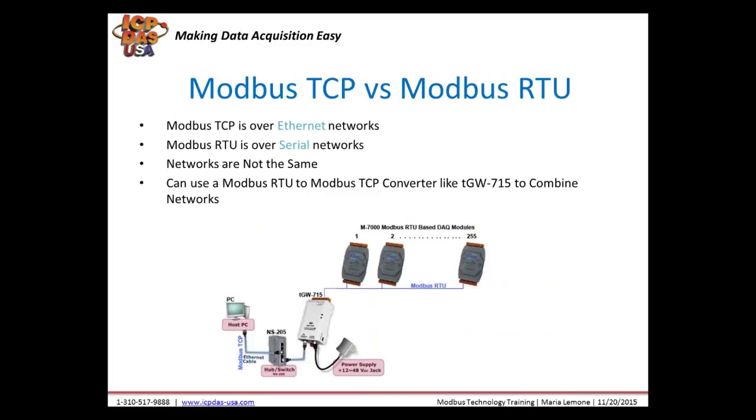Modbus TCP and Modbus RTU are not the same networks. Modbus TCP is over Ethernet networks. Modbus RTU is over serial. In case you need to use Modbus RTU and Modbus TCP equipment together, you could use a Modbus RTU to Modbus TCP converter like TGW715. It starts at $149, and you can use this to combine networks. Or you can just pull all the data back to your controller or PC and use a Modbus RTU driver and use a Modbus TCP driver to pull both types of equipment into your same program.